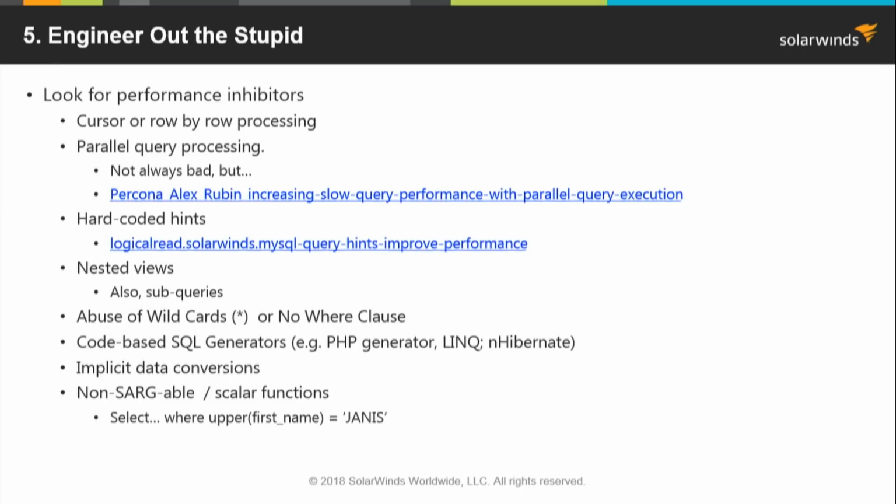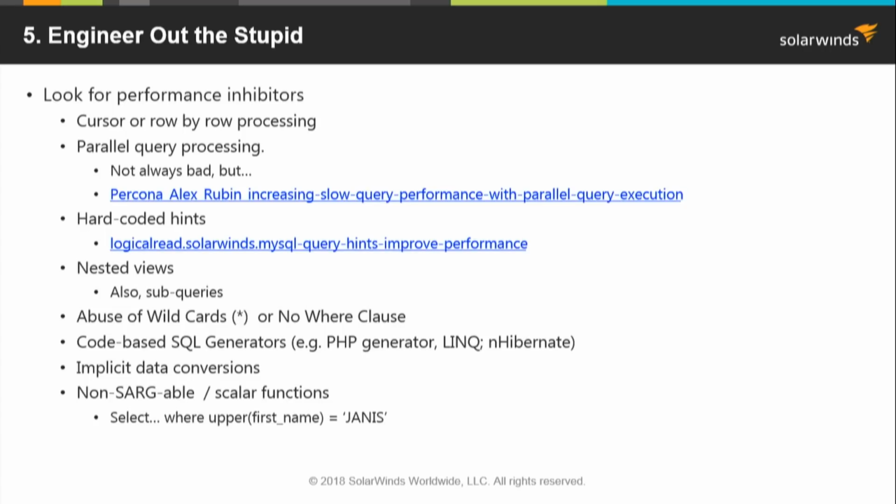Tip number 5. Injure in the air, out the stupid. This is my favorite tip. This is probably where most of my problems happen. Avoid cursor or row by row processing in any relational database because they like set processing. Don't do parallel queries in an OLTP environment if you can avoid it. Tune the query. Don't get lazy. Alex actually has a nice blog about parallel. Hard-coded hints. Try not to do that. Hints get put in there and forgotten, and then it's a whole release to put new code into production.